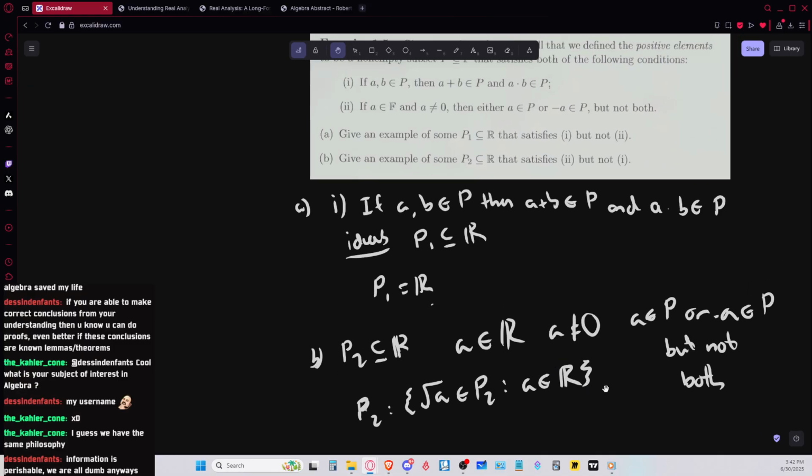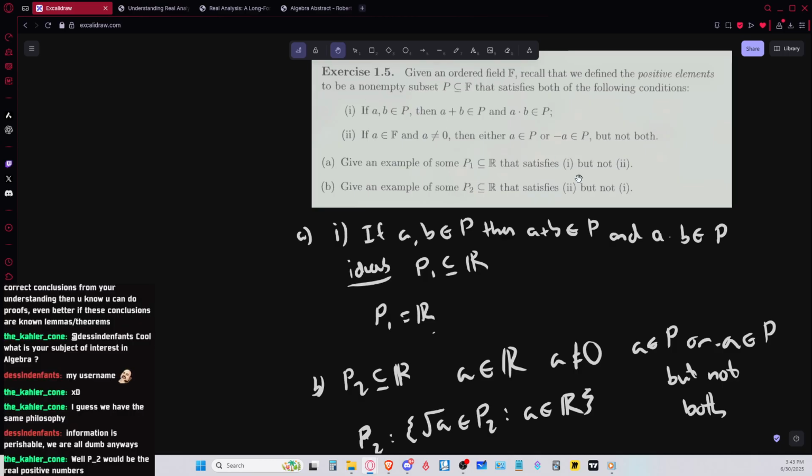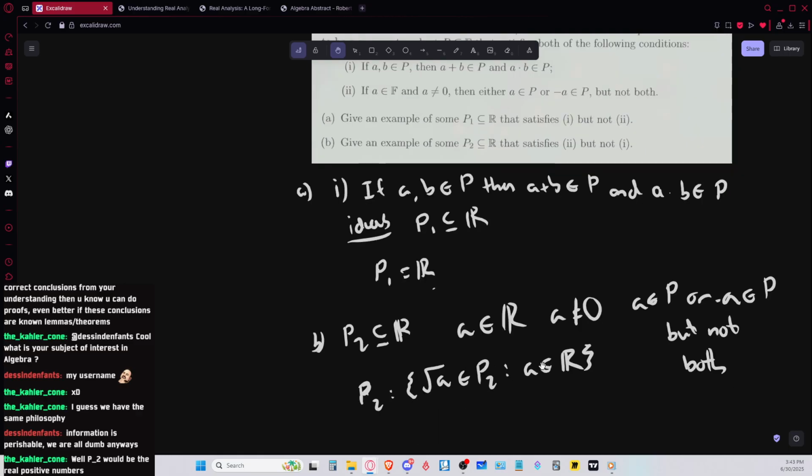I don't know if I'm getting close. It feels like I'm sort of there, but at the same time, it feels like I'm just lacking something. Because A has to be a real number. And if we make the square root of A an element of P2, then technically A might not be in P, but maybe I'm thinking wrong. Well, P2 would be a real positive number, so this is not the way I should write the set then.